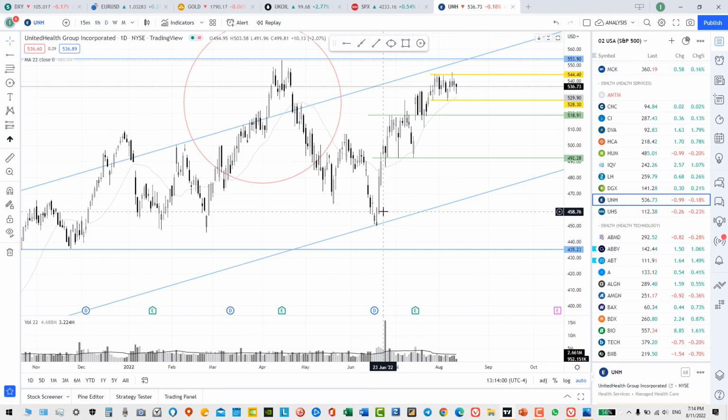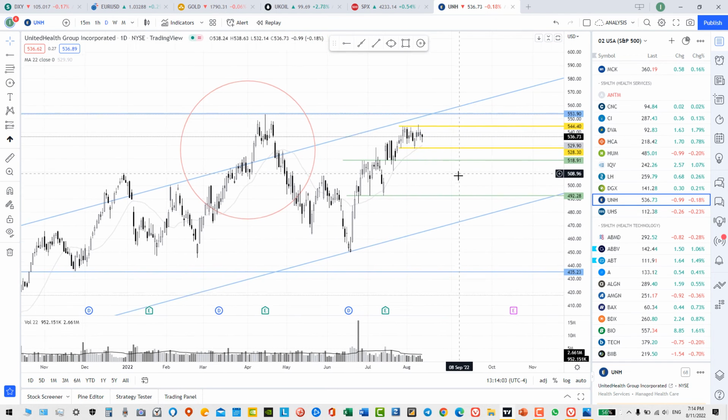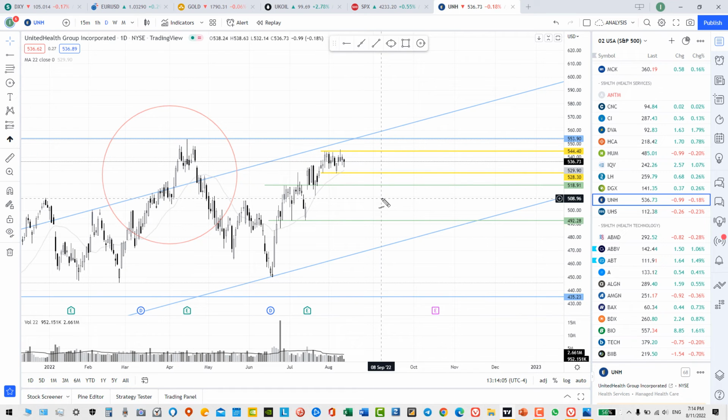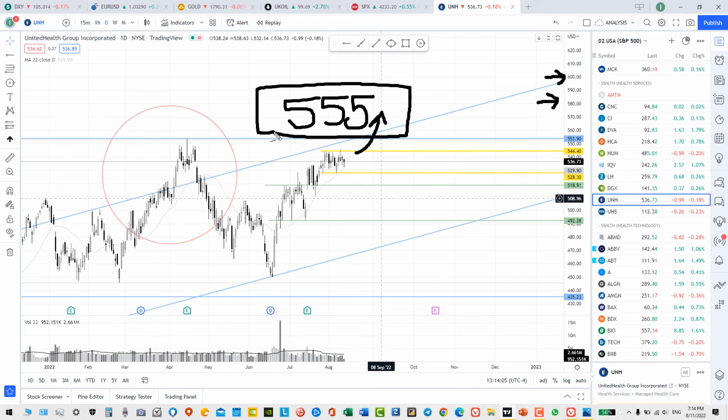Please keep in mind that if the stock managed to break above the 555 level, it will open new targets to the upside, starting from 580, reaching the channel line around $600 and maybe more. Of course, it is less likely to break above the 555 level over the short term, but this is the second scenario that may take place.